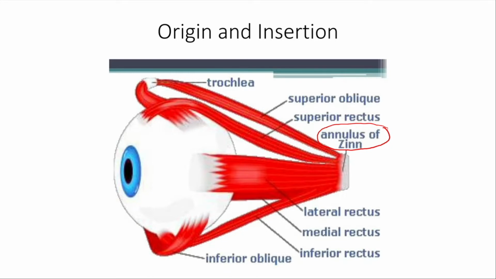The origin of the inferior oblique is from the floor of the orbit, and it inserts beyond the equator on the inferior surface of the eyeball, and that contributes to its actions, which we are now going to look at right after we have figured out the nerve supply of these muscles.